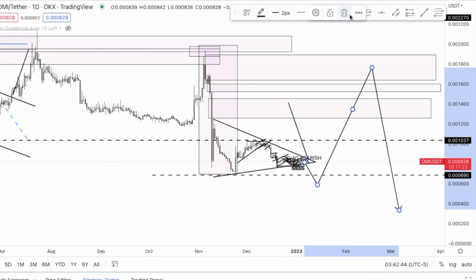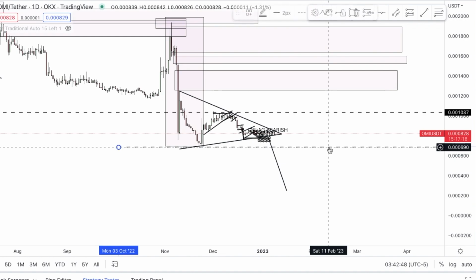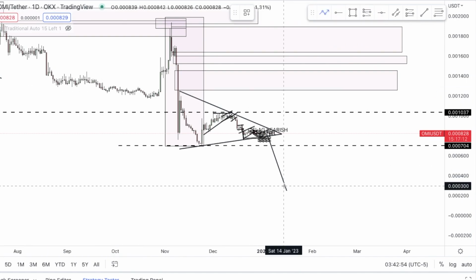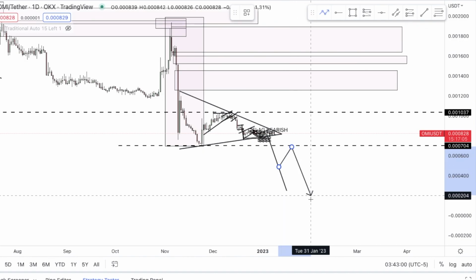If we do break the symmetrical triangle towards the downside, and we do have a clear validation, a clear break of the 0.00070 level with a retest, not just a break and getting into your trade, we want to see that retest. Once we get that retest and confirmation for our entry, then I will look to sell.